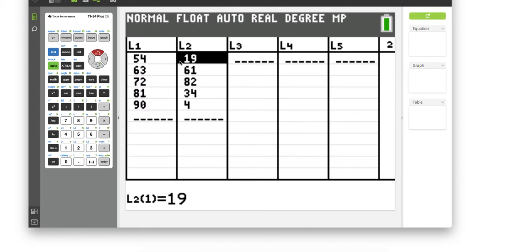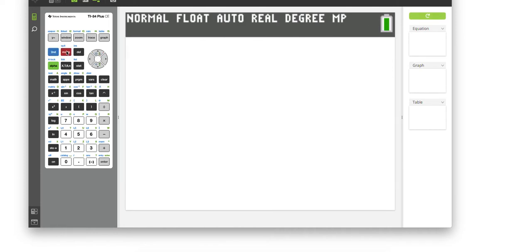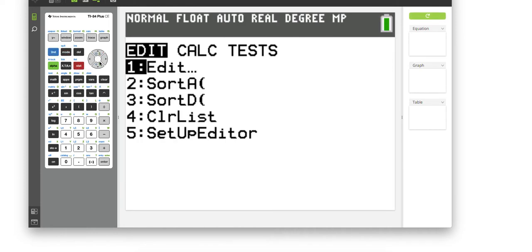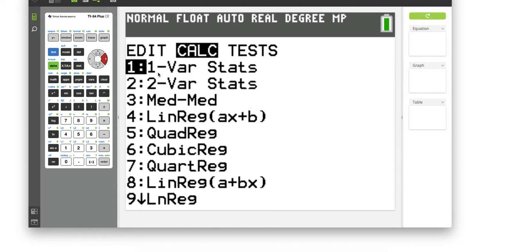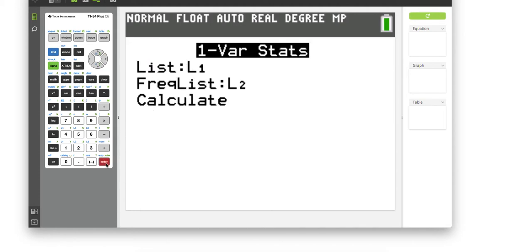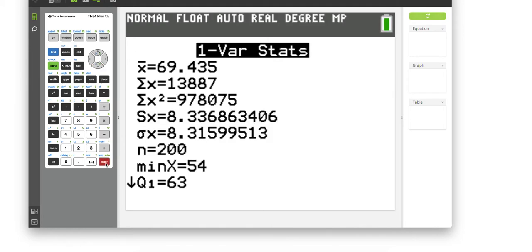Well, to do that, we have to run one var stats on this. So I'm going to quit out of here, stat, go to calculate, one var stats. Okay, and I'm going to use L1 as my list, those averages, and L2 is the frequency, how many are occurring in each of those averages. Go to calculate, okay, and it gives me some data here. This data will all be stored on the calculator, which is nice.